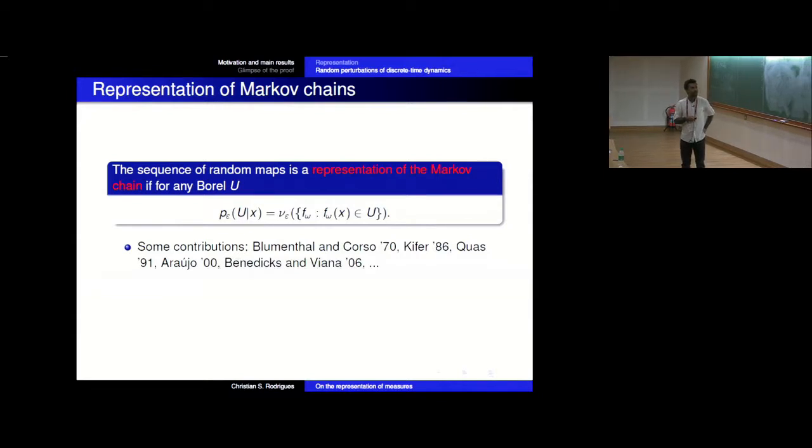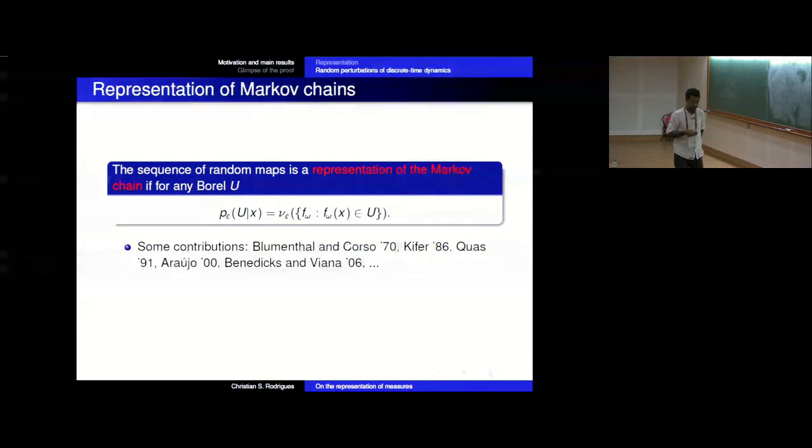Then Araújo constructs some random diffeomorphisms in his PhD thesis, if I'm not wrong. But the construction is for manifolds with trivial bundles, and the example that he shows relies strongly on this property of the manifolds. Then there is a construction of Benedicks and Viana for the Henon family, when they prove the stochastic stability of the Henon family of maps.